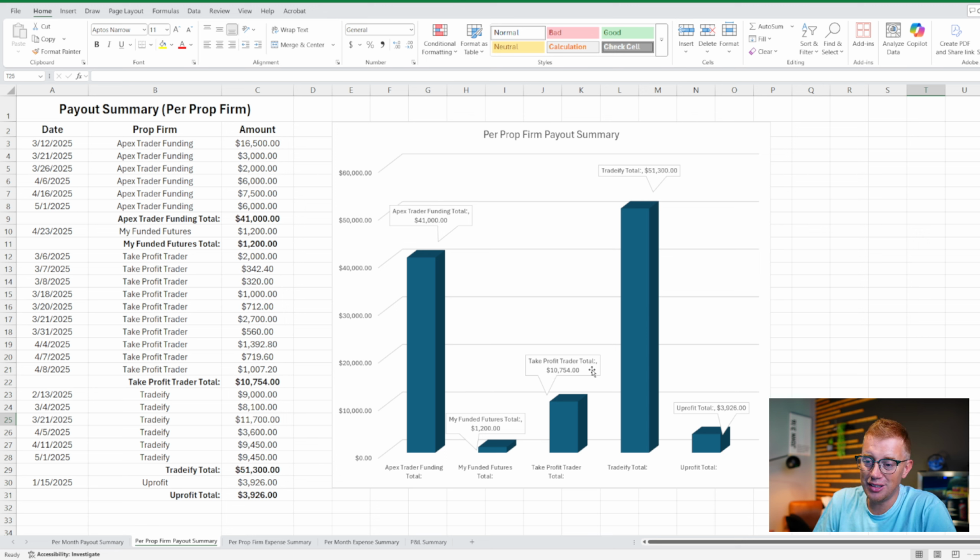Honestly, Tradeify has been the best. I've traded the best with Tradeify. It's pretty clear, it's pretty evident. Total payouts with Tradeify: $51,300. And here's one thing that kind of strikes me a little bit.